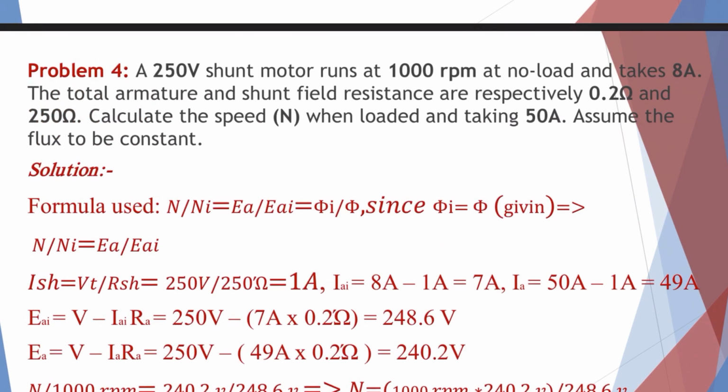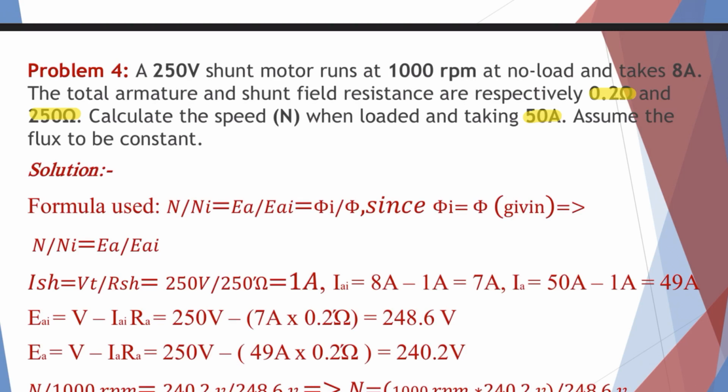Last problem, guys, a very similar problem here. A 250 volt shunt motor runs at 1000 revolutions per minute at no load and takes 8 amperes. The armature resistance and shunt field resistance are 0.2 ohm and 250 ohm. Calculate the speed when loaded and taking 50 amperes, assuming the flux to be constant.